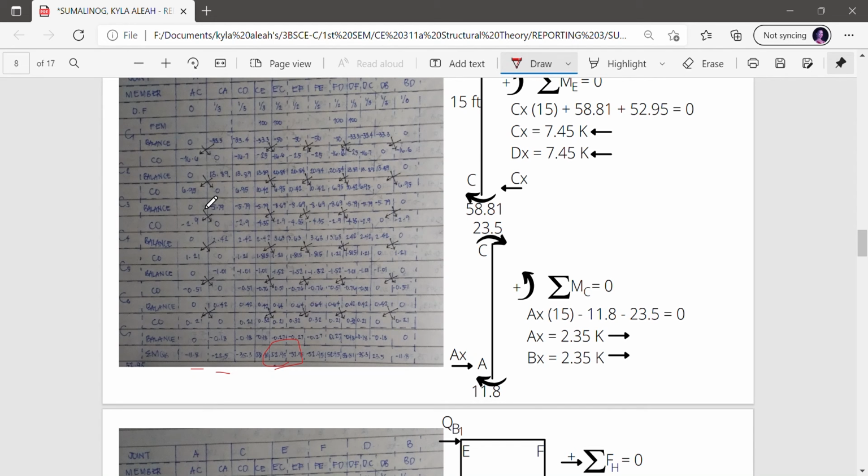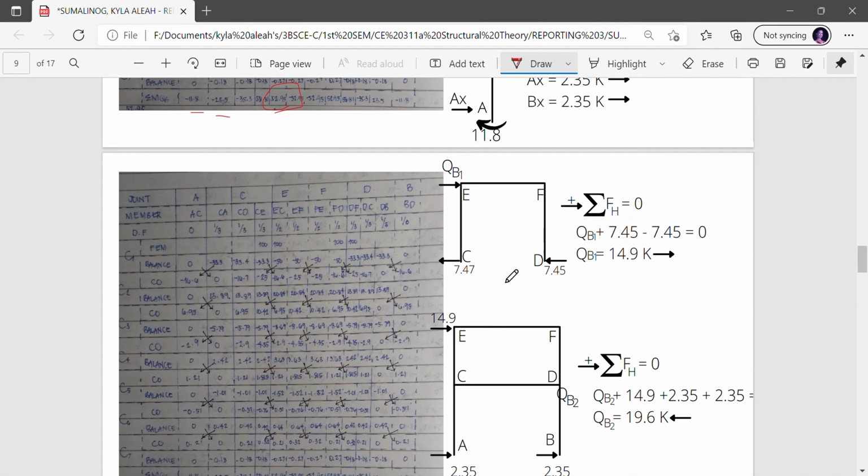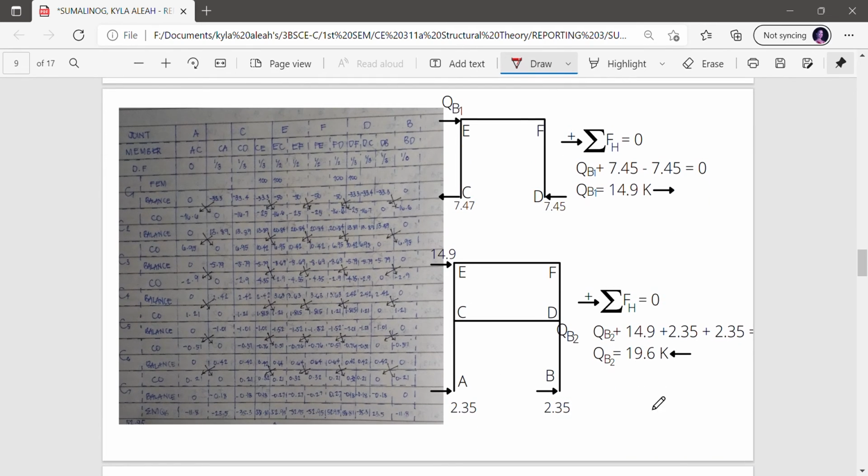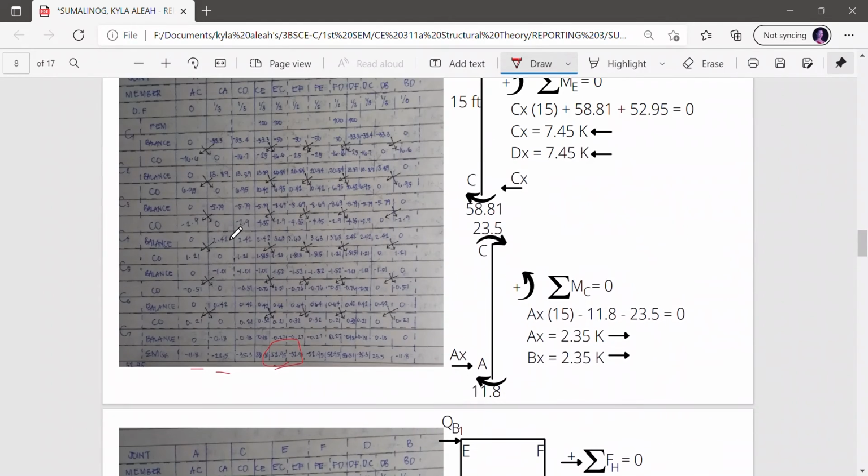Now we are going to get all the horizontal forces present on the frame, on EF and CD. So we have here the values given. That will be QB1 plus 7.45 minus 7.45 equals 0. So QB1 will be 14.9K, and it is positive. On the horizontal forces on the lower portion of the frame, that will be QB2 plus 14.9 plus 2.35 plus 2.35 equals 0. So QB2 will be 19.6K. Going to the left, it is negative. So we already have the values in that.